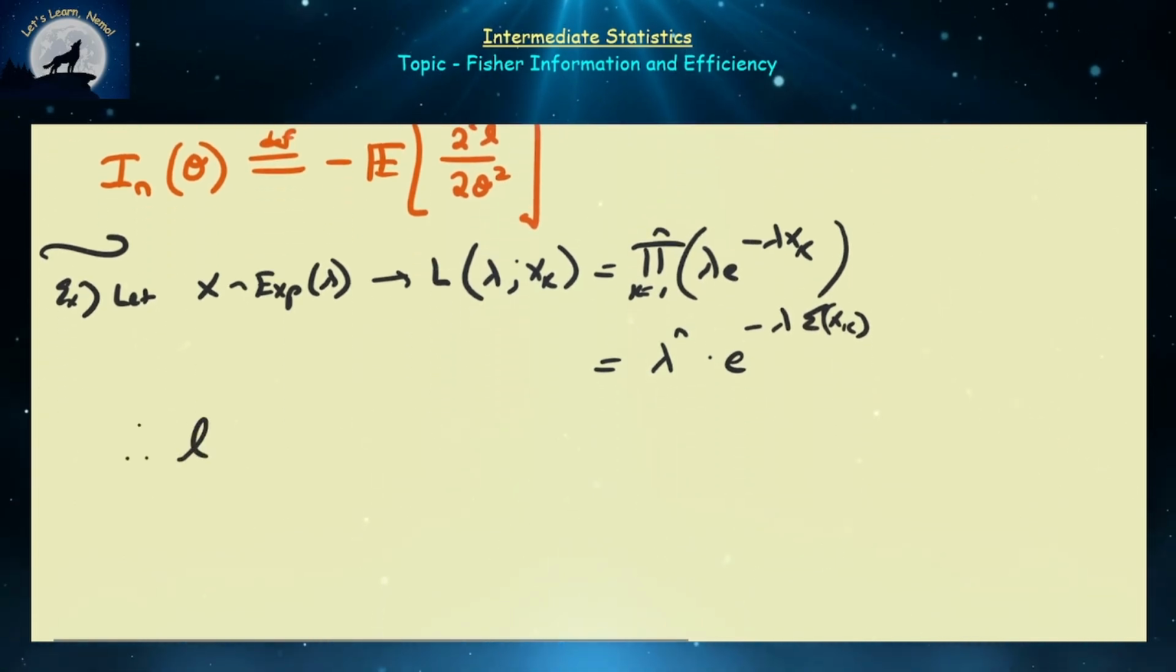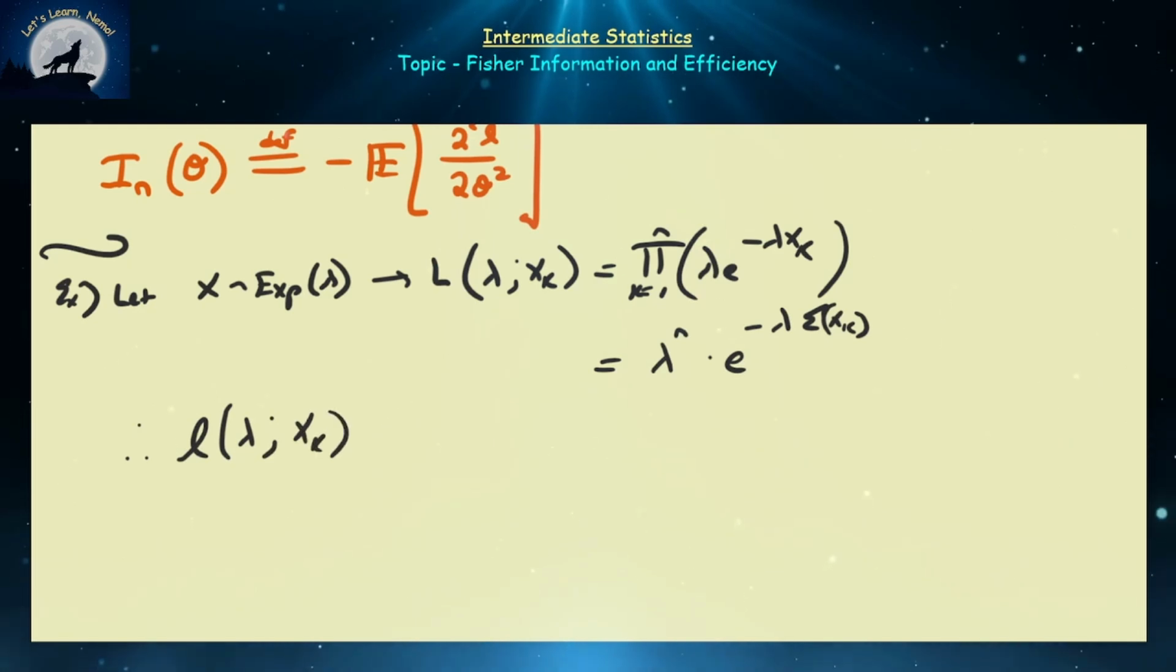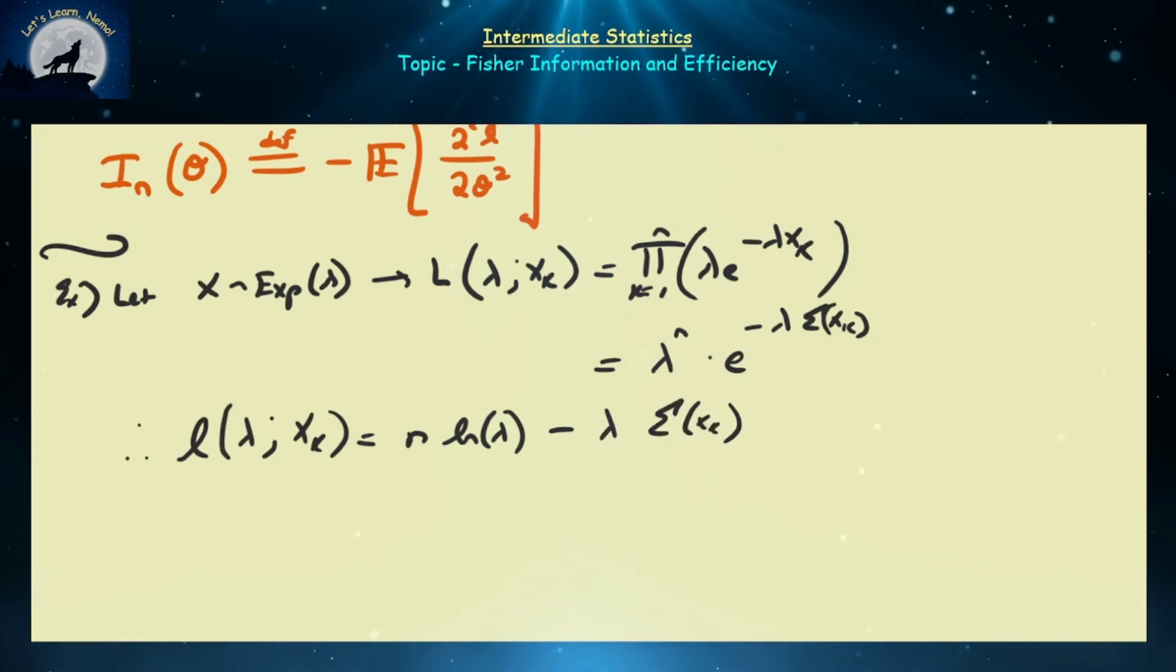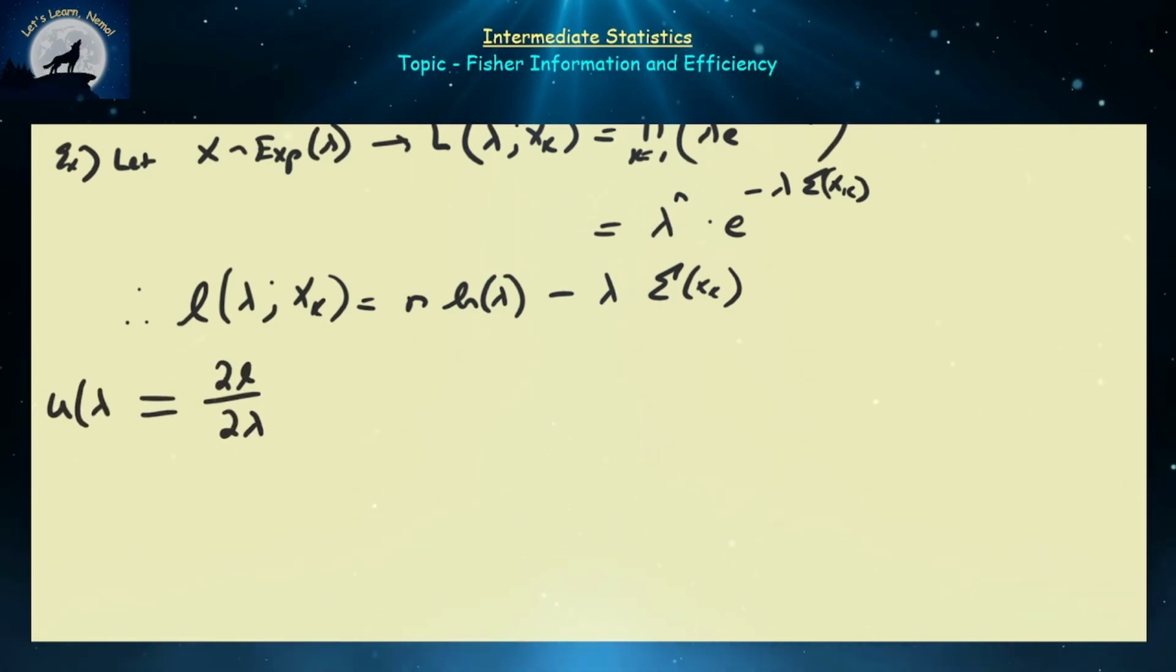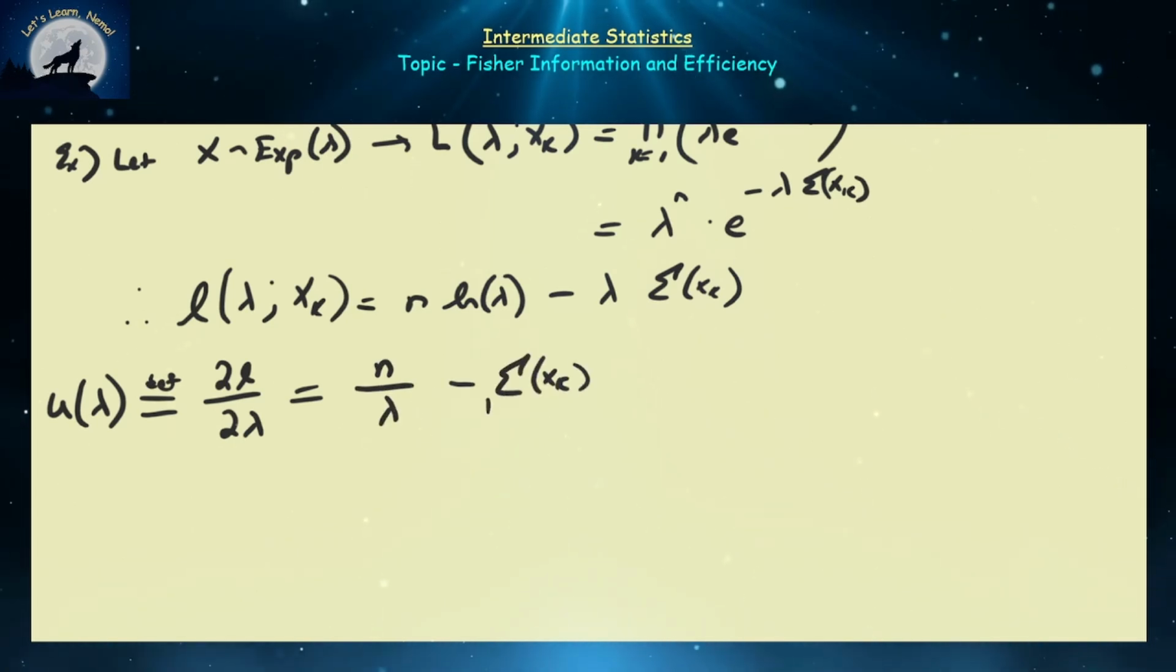Then the log likelihood function for lambda, given xk, will be equal to n times the natural log of lambda minus lambda times the sum of those xk values. And then we're going to have the partial derivative of L with respect to lambda, which we're eventually going to call the score function for lambda. And that's going to be equal to what? That's going to be equal to n divided by lambda minus the sum of xk, where k ranges from 1 to n. And then we can set that equal to 0 and solve for lambda to get an MLE for it.